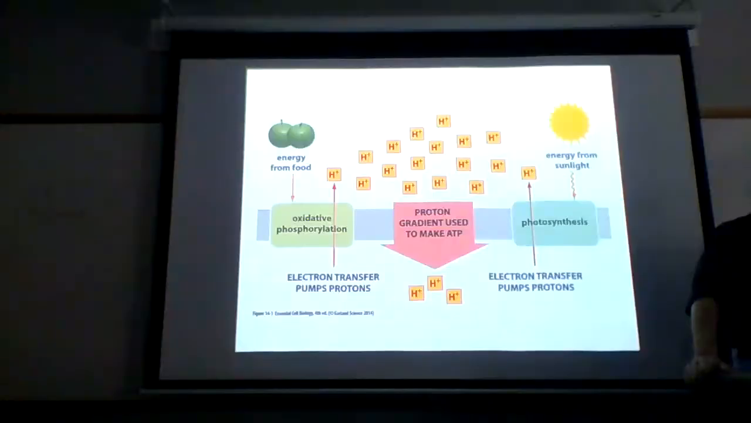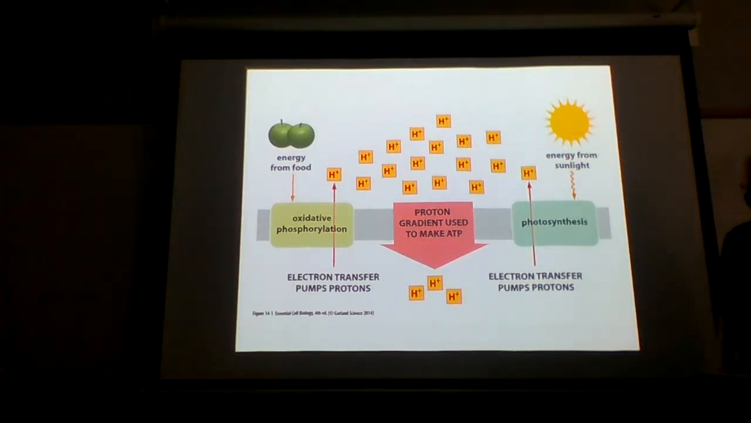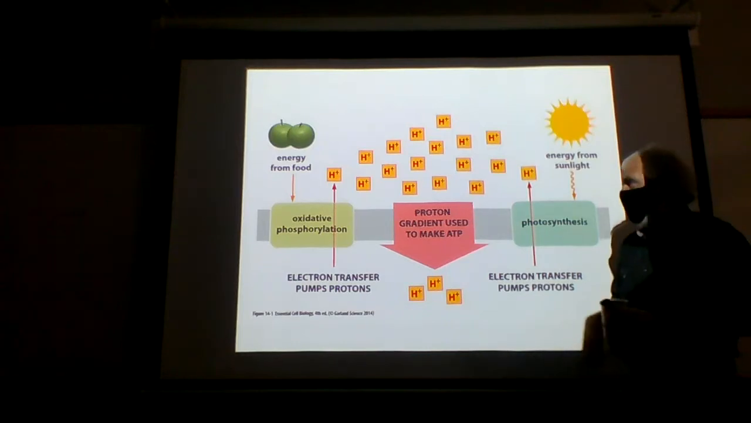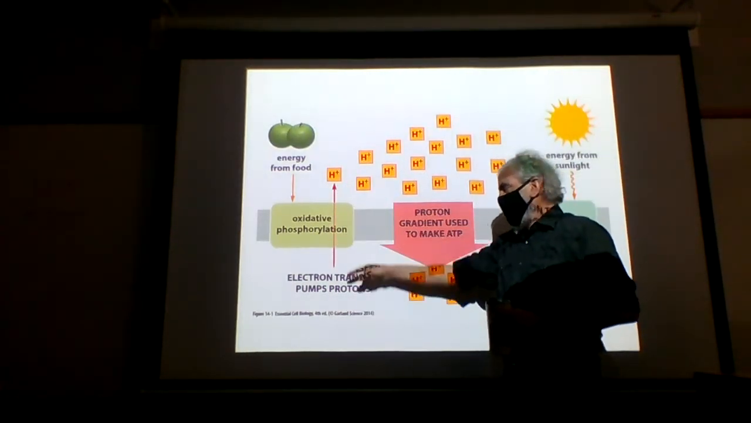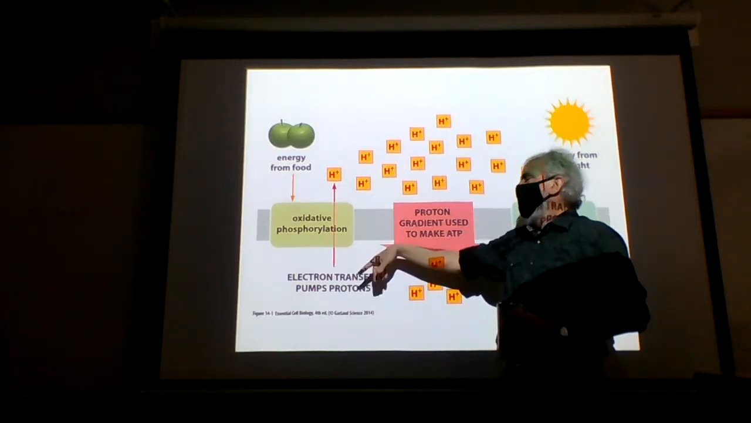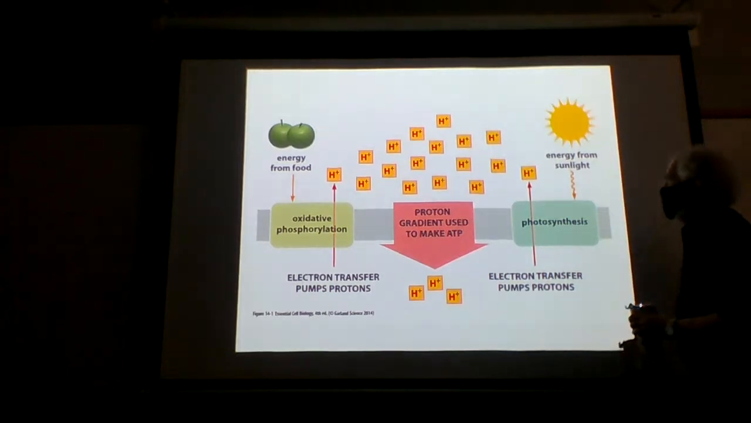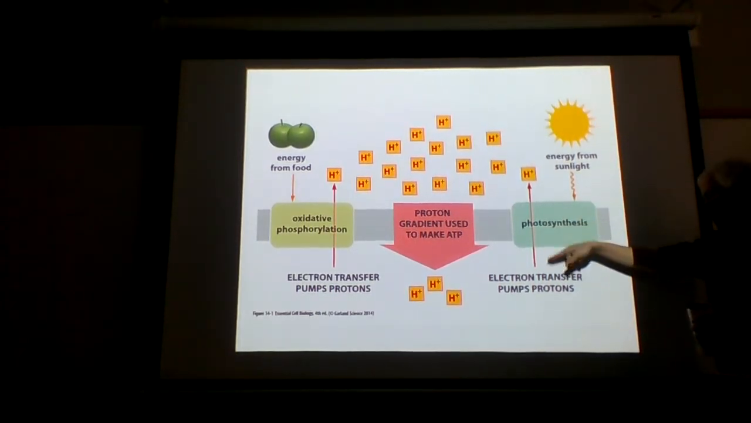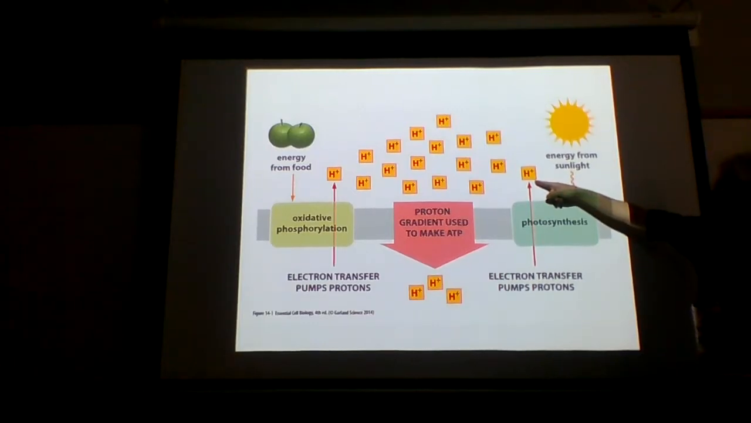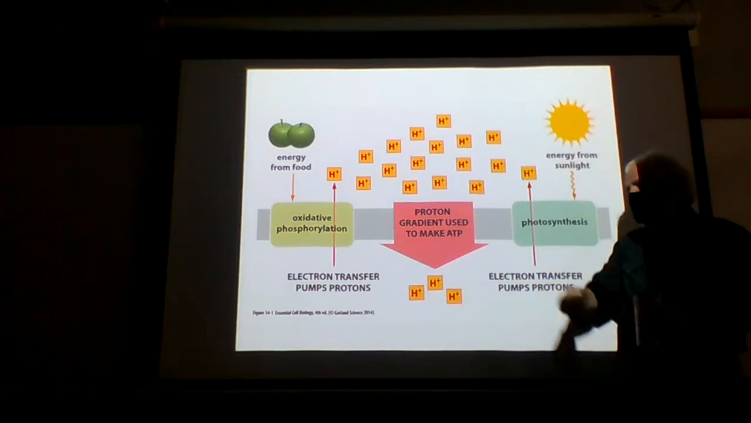So this is where we start out. And this essentially is the overall pathway that we just showed, in which we've got energy from food being turned into a hydrogen ion gradient in the process of oxidative phosphorylation. And in photosynthesis, we take energy from sunlight and generate a hydrogen ion gradient. So this hydrogen ion or proton gradient is what we use to make ATP.